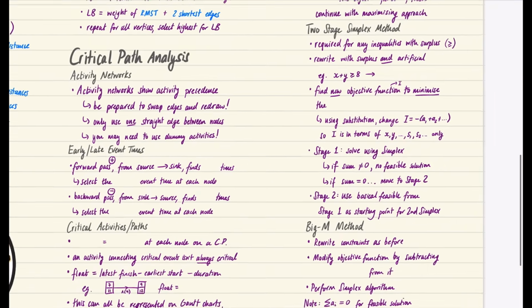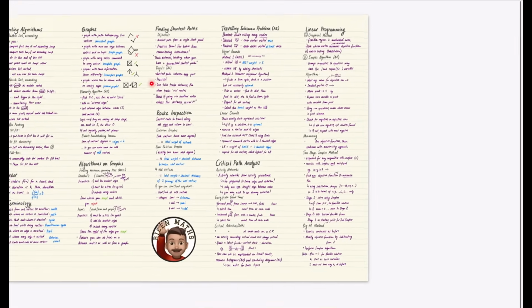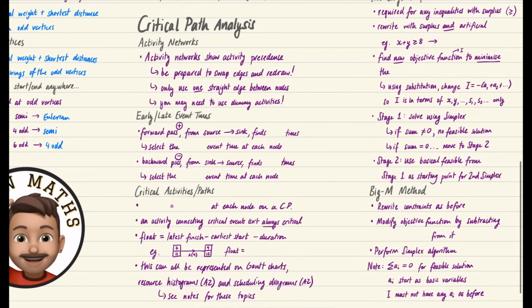Okay, the next thing we're going to do is the last chapter from Decision 1, which is critical path analysis, and then I'm going to do this long part over here, all for linear programming, because that's probably the biggest part, which we will finish with.